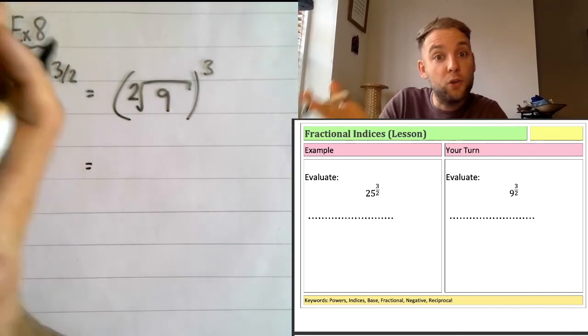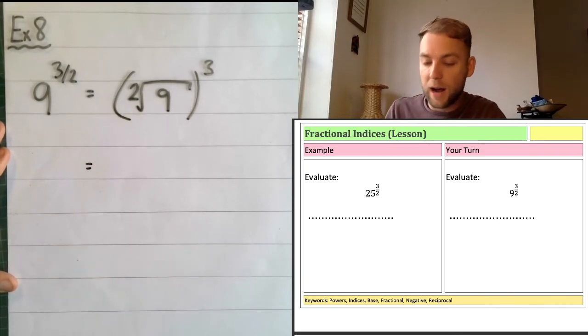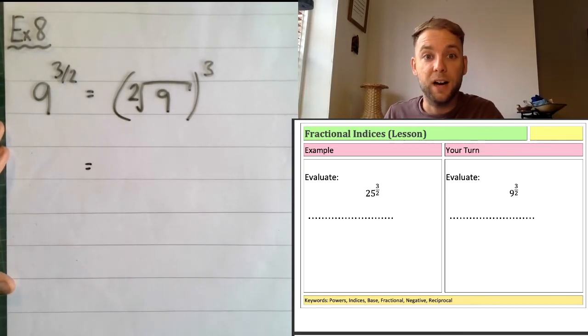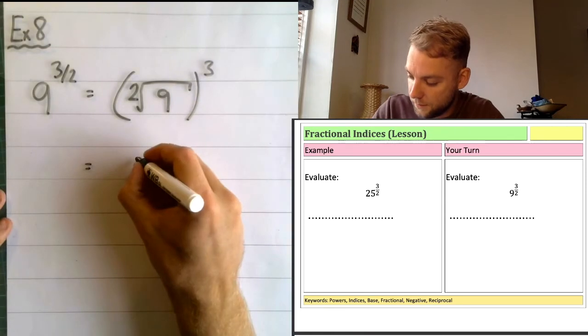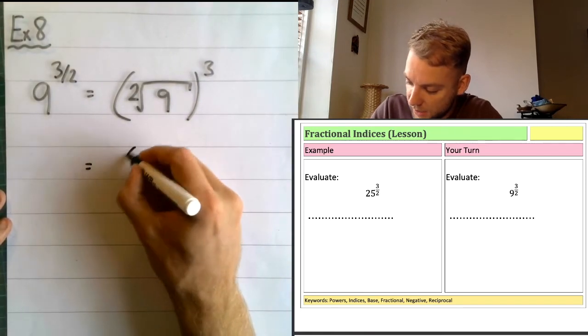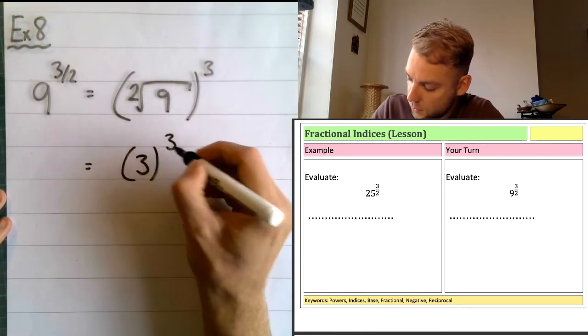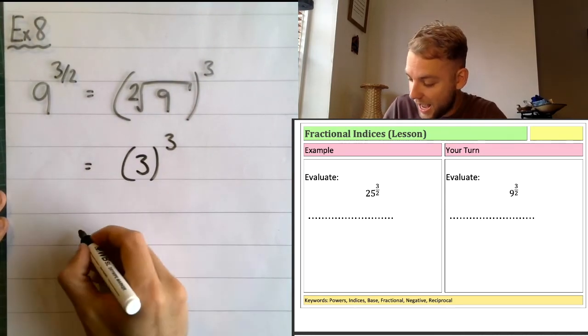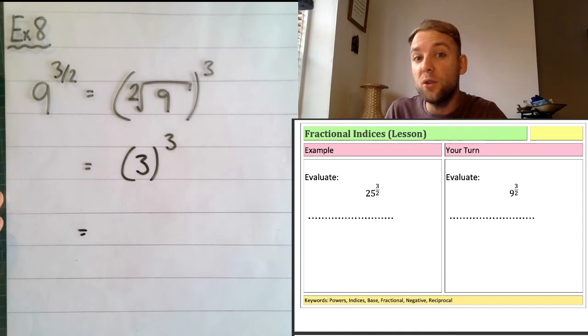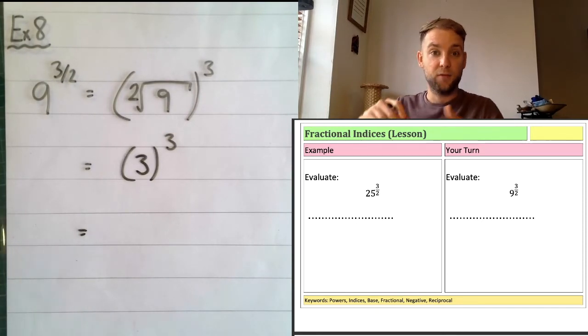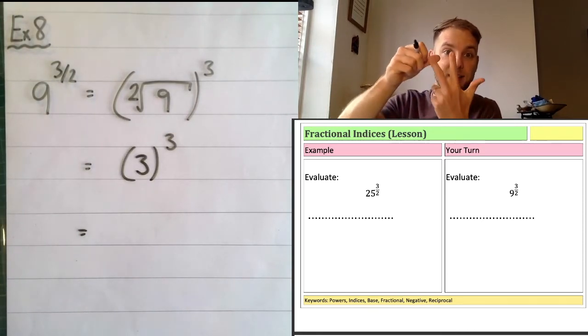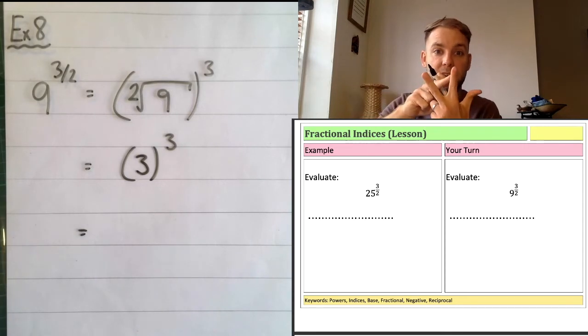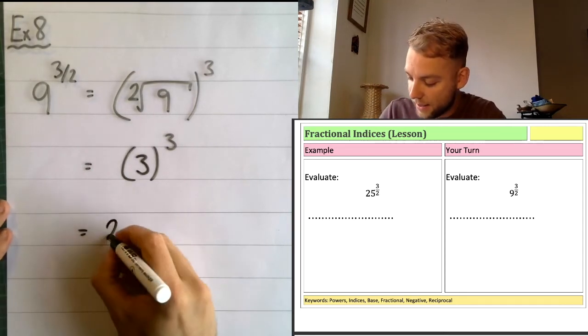Then we can work out, using our tables, what is the square root of 9? Well, 3 times 3 is 9. So the square root of 9 is 3, all to the power of 3. And then, again, what is 3 to the 3? You might not know that straight off the top of your head. 3 to the 3 is 3 times 3 times 3. 3 times 3 is 9. Times by 3 is 27.